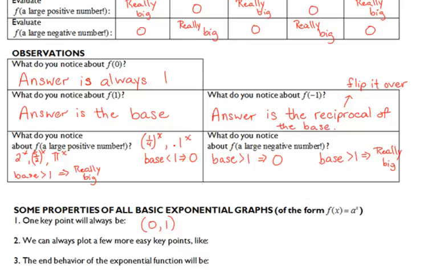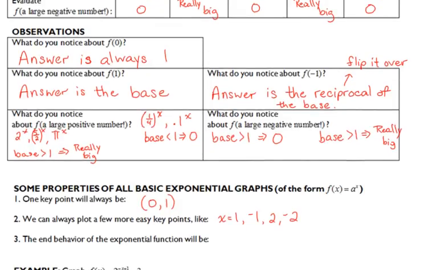A few more easy points. How about we plug in 1, negative 1. Usually 2 and negative 2 are pretty easy. We didn't do it in this table, but those are good values to plug in to help you graph them out. Okay. The third one, it says the end behavior of the exponential function. That's what we're talking about here. When we plug in really big positive numbers and really big negative numbers, that's the ends of our functions.